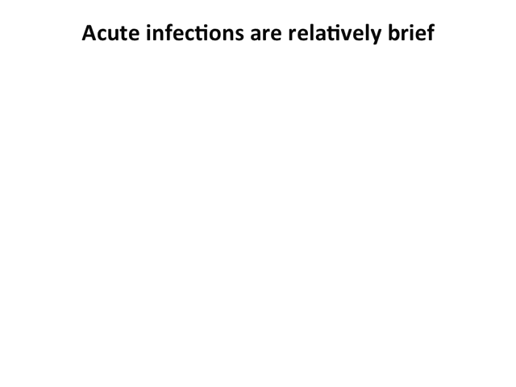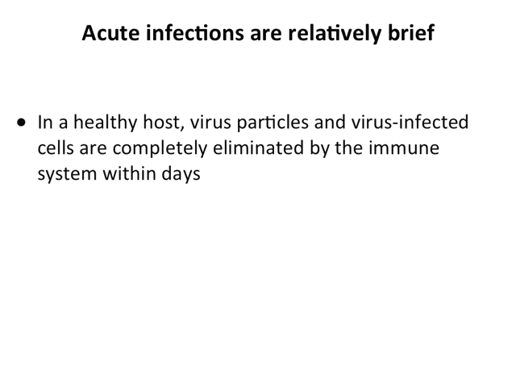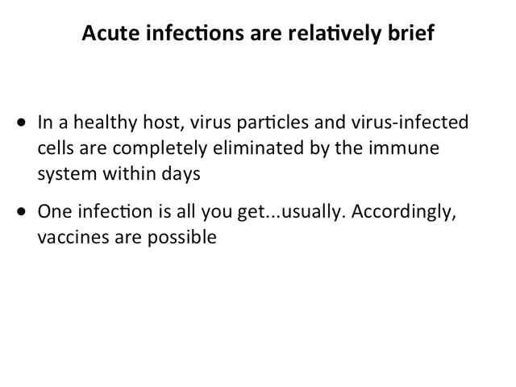Again, these are relatively brief. Everything is relative, of course. But in terms of a persistent infection which lasts years, this is much shorter. In a healthy host, within days, the viruses are eliminated. And usually you get one infection, so you can make vaccines against these viruses. If there are multiple serotypes, of course, you can be reinfected, depending on how many serotypes there are. And some viruses utilize this to get around the immune response.